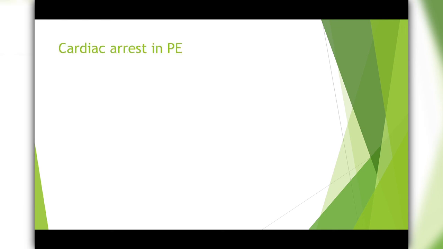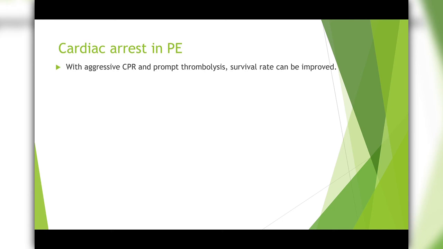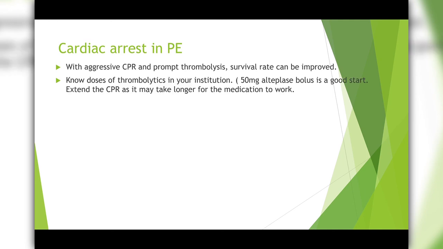Cardiac arrest in PE. Survival rate can be improved with aggressive CPR and prompt thrombolysis. Know the dose of thrombolytics in your institution. Alteplase 50 mg is a good start.